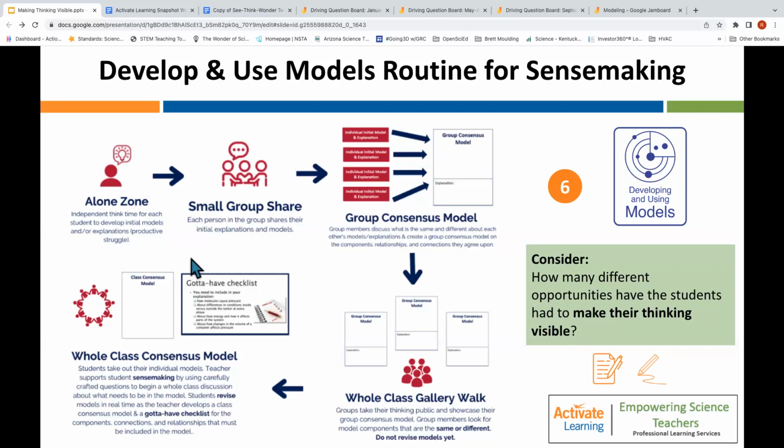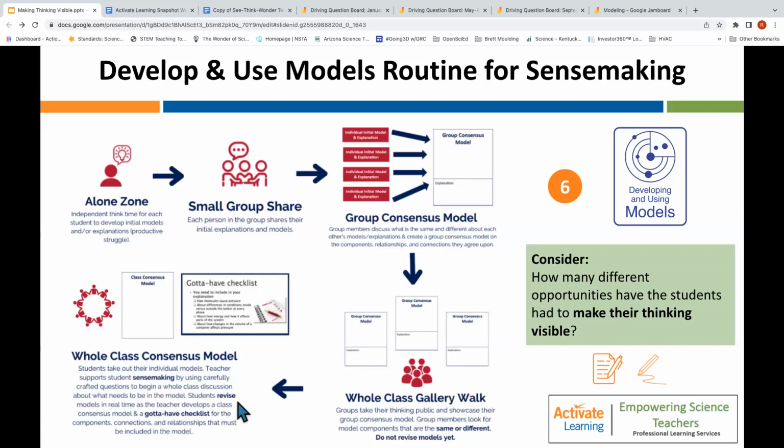When you look at this process, and this is just a graphic I created that I found very useful to help explain this process, it is independent think time: commit to your thinking, make your thinking visible. Share with others, social, collaborative. Combine ideas, connect with each other. Take it a step further, make a consensus model. Don't change your ideas when you're in the gallery walk, because I'm going to help you make sense in the final whole class sense-making discussion.